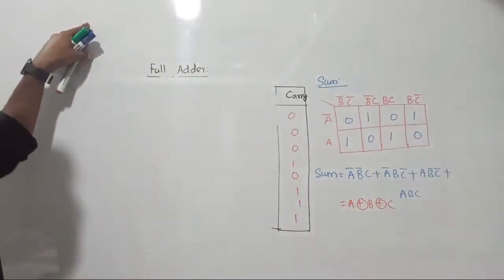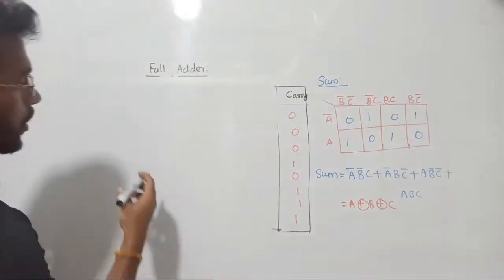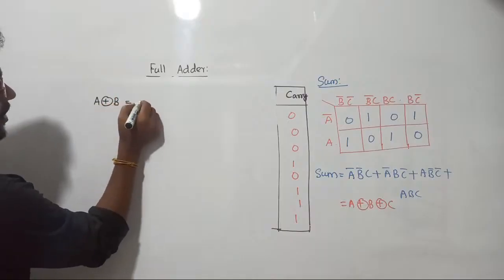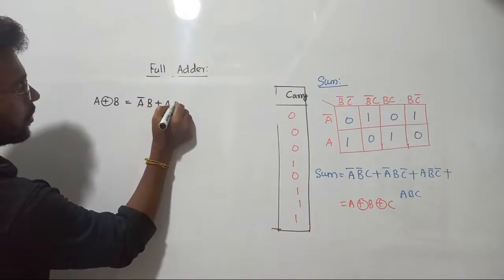Let's try and bring the answer for carry also later. First I will complete that one. Listen, what is the expansion of a XOR of b? First tell me the answer. That is going to be a bar b plus a b bar, correct?